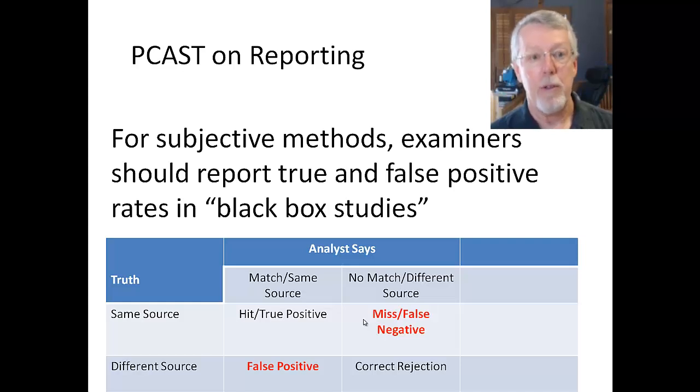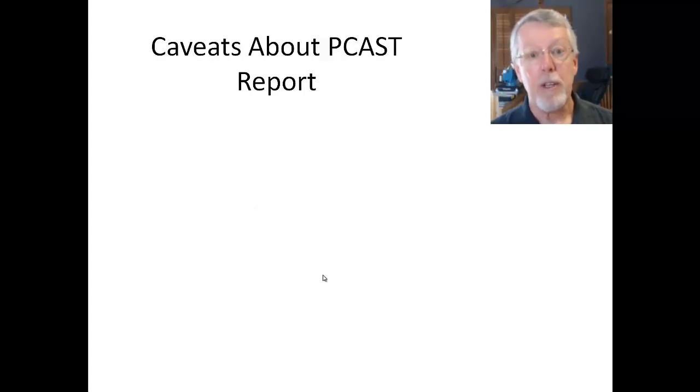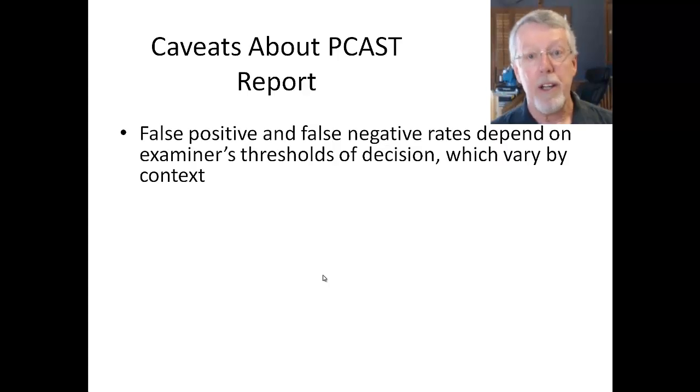Seems like a reasonable approach. I largely agree with the assessment of the PCAST report, and I think they're making excellent points. But I would like to add a few caveats or elaborations on the PCAST report. The first thing to understand is that the false positive and false negative rates, which they are suggesting that experts report, are going to depend on the expert's threshold of decision. You know, how rare does it have to be before the expert will report common source, for example?